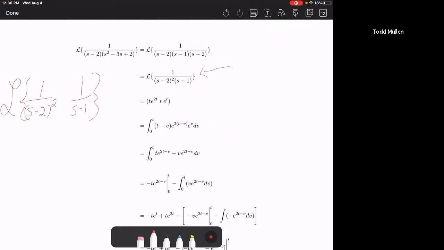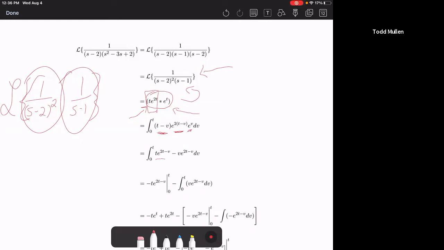So if we were to take the inverse Laplacians of these pieces individually, we would get t e to the 2t convoluted with e to the t. And our convolution theorem says that this convolution is equal to the Laplacian of these two values multiplied together. So now we're going to actually calculate this convolution. So it's t minus v times e to the 2 times t minus v. That's what you get when you plug in t minus v for t here, convoluted with e to the v.